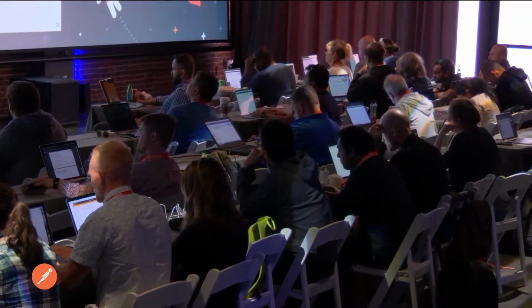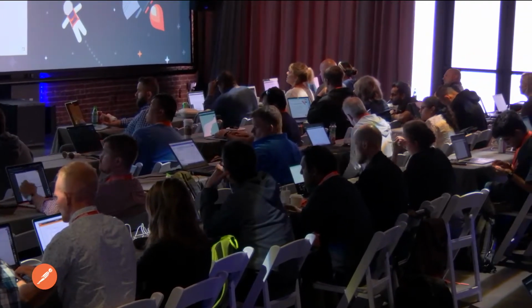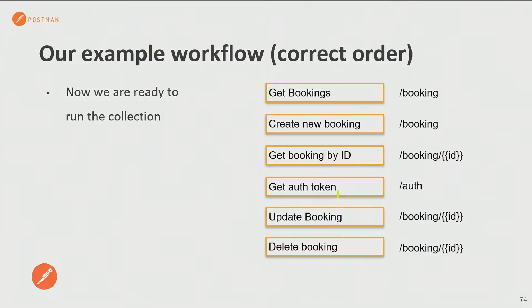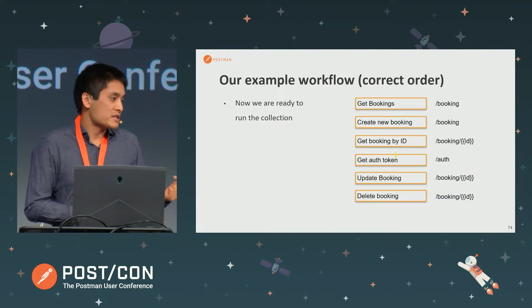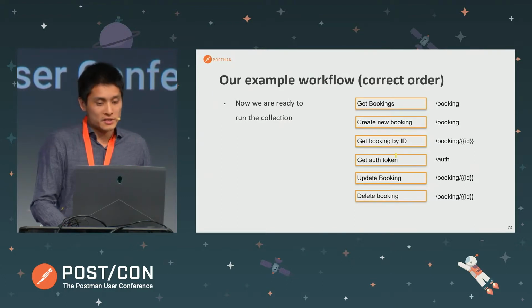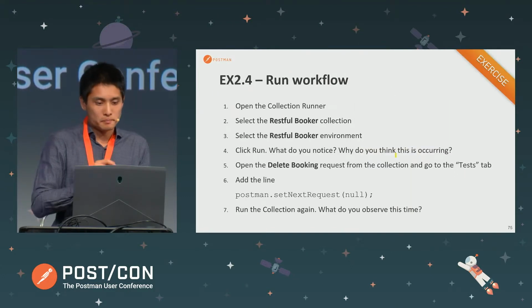So once we can do all of that, that is essentially the workflow completed. So this is now the correct order of our workflow. So get bookings, create new, then get booking by ID, get our auth token, update the booking, and then delete the booking. But so far, we've been running everything manually by hitting send requests. When we do that, that postman.set next request thing is not considered because that's only relevant when you run as a collection.